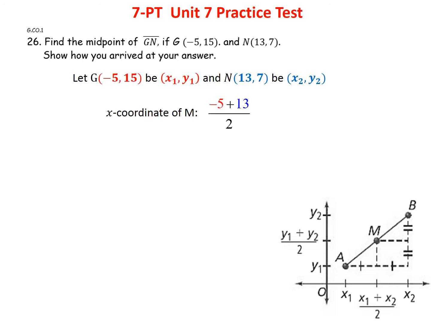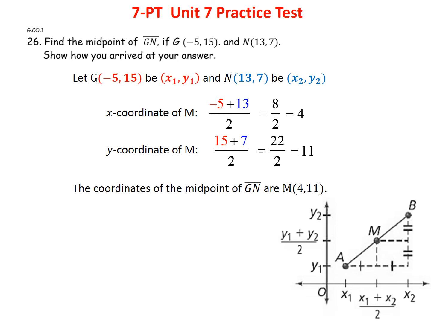So all we have to do is say, okay, the x-coordinates, add them together, negative 5 and 13. That's 8 divided by 2. And so the midpoint of that one would be 4. That's your x-coordinate. The y-coordinate, add the y's, 15 and 7. That's 22 divided by 2 is 11. And so the coordinates of the midpoint would be 4, 11.